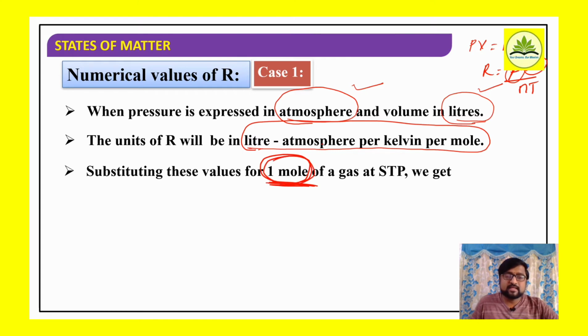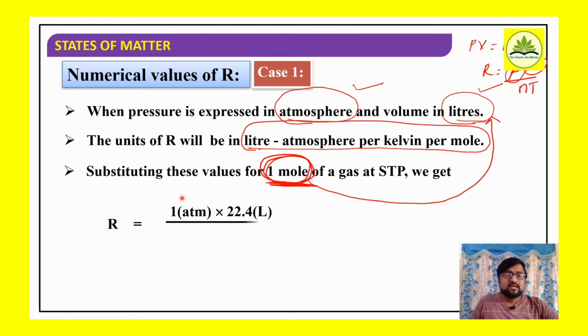1 mole of a gas. We know that 1 mole of a gas at STP is going to occupy a corresponding volume. We just substitute those values here. Say 1 atmosphere at STP, standard pressure is 1 atmosphere, and what is the volume? 22.4 liters. 1 mole of gas occupies 22.4 liters of volume. So we have taken V is equal to 22.4 liter and standard temperature is 273 Kelvin. So 1 atmosphere into 22.4 liter divided by 1 mole into 273 K.